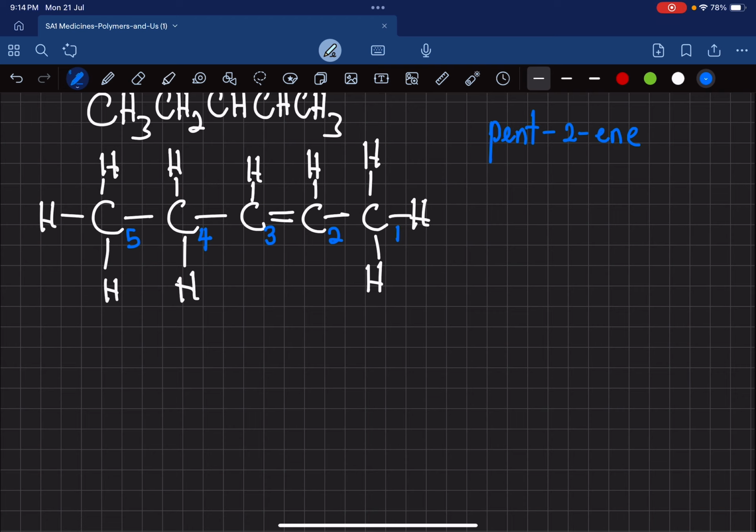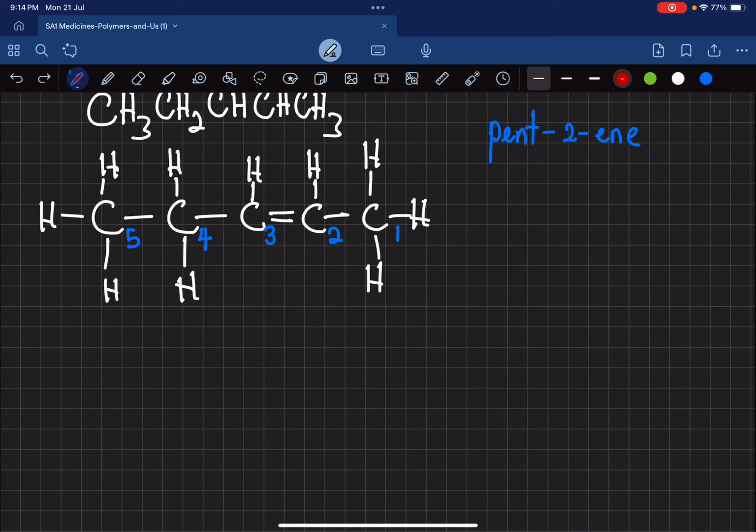So now, since there is a double bond, there's a very high possibility that there's going to be a cis and trans configuration. So let's say your textbook or your exam says, can you please draw the cis and trans images of pent-2-ene? So how do you do this? It's quite easy. What you do is you keep this part fixed.